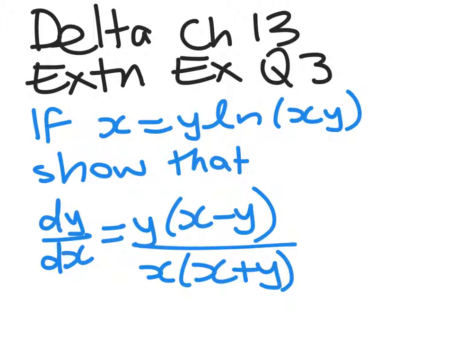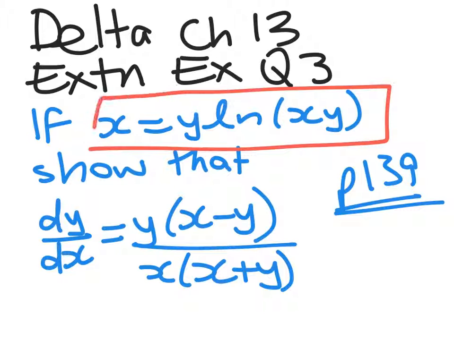This is a nice extension exercise about implicit differentiation out of chapter 13. So if you're looking for it in your textbook, it's on page 139. We are given an equation. I'm told that x is equal to this, and we have to find dy by dx.